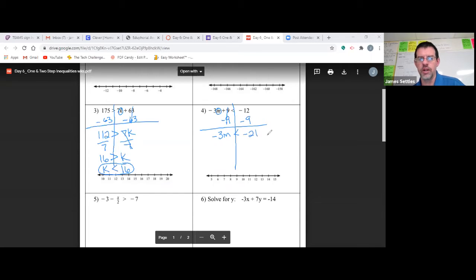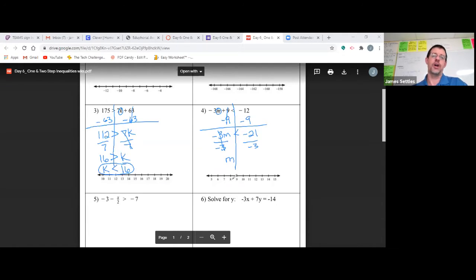a negative 21. And like I said, I'm going to show you this Desmos calculator that'll be really good for handling stuff like this. So then we're going to divide by negative 3 to both sides. So this cancels, and we got M.